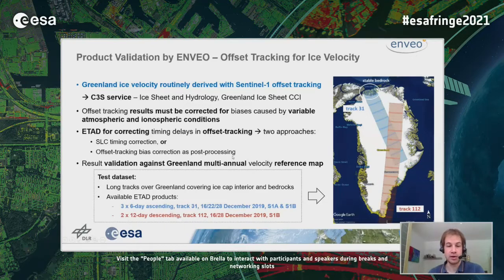NVO has a very robust multi-annual result of Greenland that we can use as a reference, and we compare this with some of the test data we computed for specific data takes over the Greenland ice sheet. For the demonstration, we picked track 31. We also did this analysis for the Iceland data, but this is not shown here as the given time is a bit too short to go into all the details.